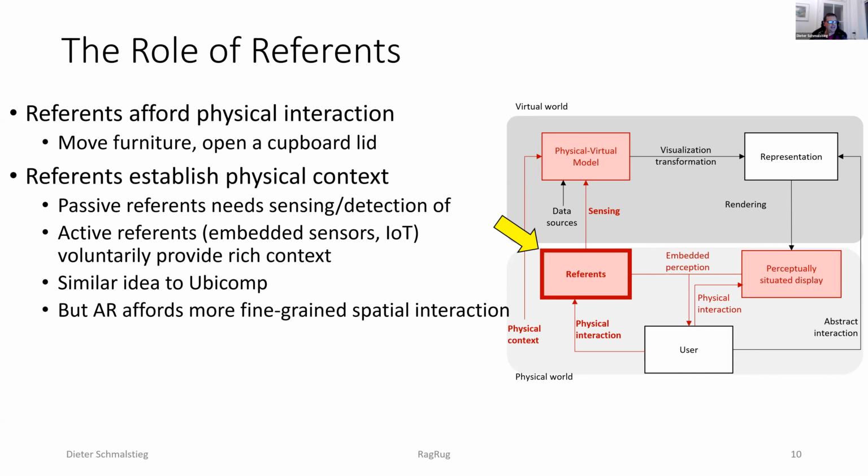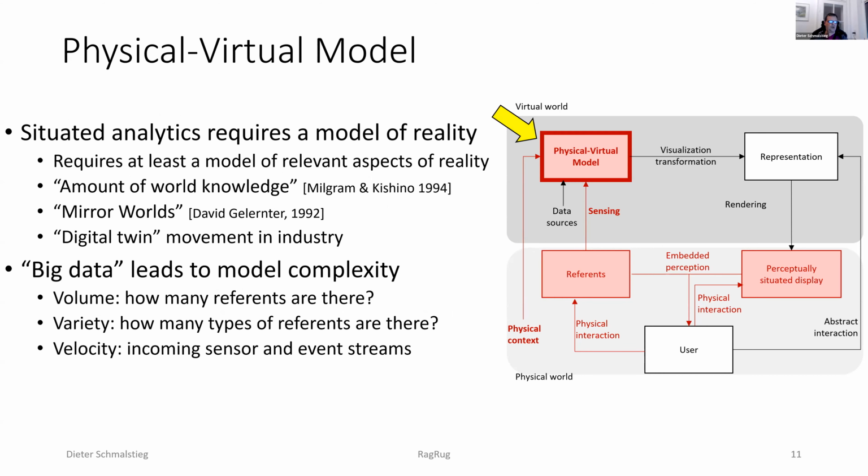And the third box that is highlighted here is the physical virtual model. So that's another unique thing in a situated analytics scenario. We require a model of reality. We must have at least some kind of minimal model of the relevant aspects of reality. Otherwise, it doesn't make any sense to talk about the reference or put something in a real context.